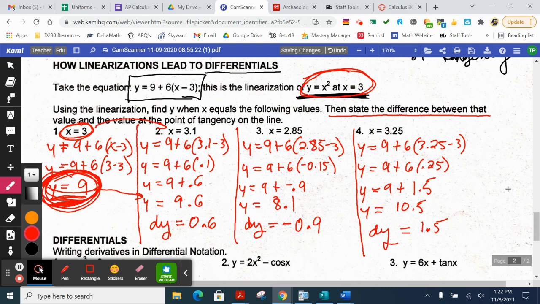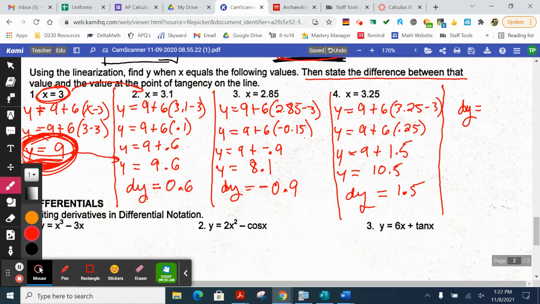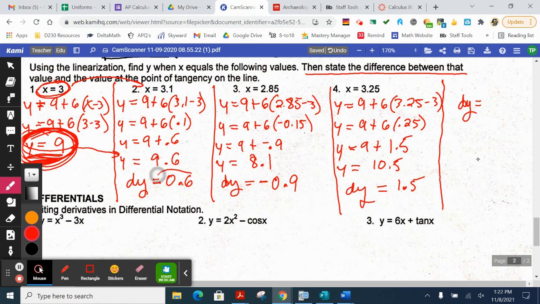Okay. So what I now want you to look at, and we have three examples, 2, 3, and 4 that will show this. If I now go off to the right and I ask you, how did we get dy in all of those? What was common about all of those? Where was that dy? So here it was 0.6, negative 0.9, 1.5. Where were those values gotten from? What were we doing to get those?